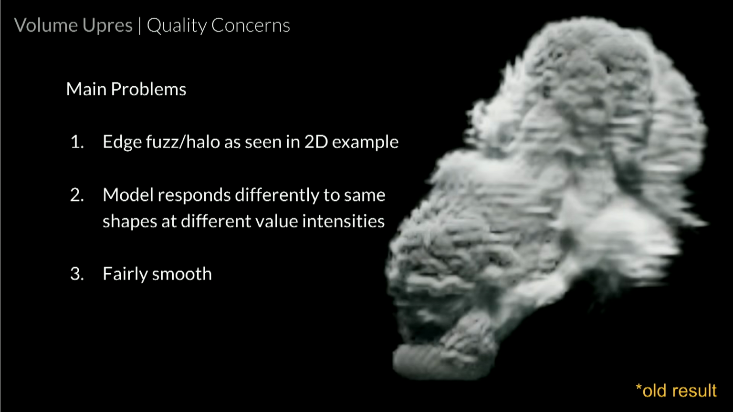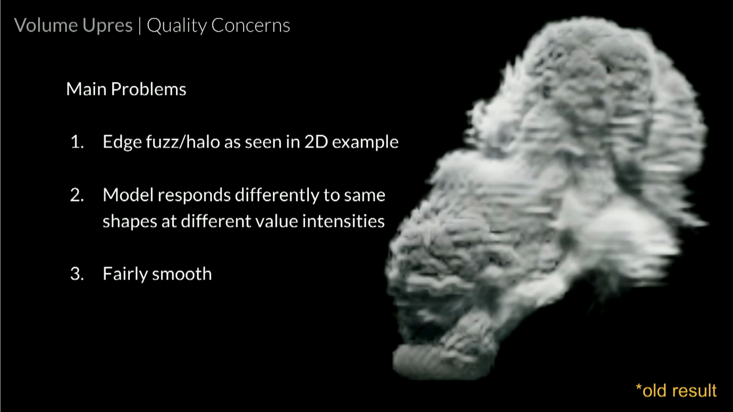Something that shows up in 3D even more than in 2D is the noisy edges, because the whole exploration space is so much bigger. And spillage into the empty areas that are supposed to be empty should be gone, ideally. Because of the high memory footprint, we can't just increase the channel count forever. The model also responds differently to the same shapes at different value intensities.